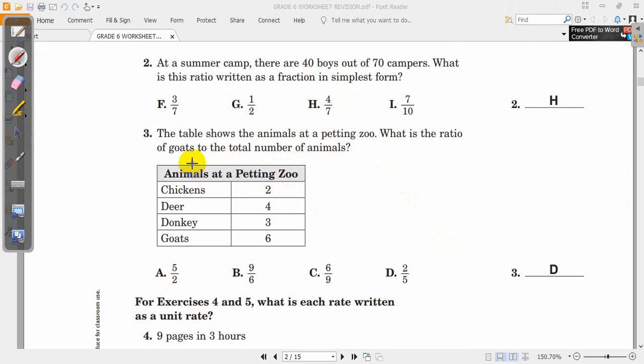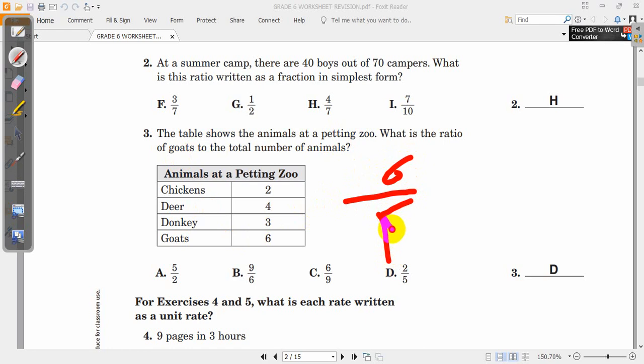Okay. Number 3. The table shows the animals at the petting zoo. What is the ratio of goats to the total number of animals? The number of goats is 6, but the total number of animals, we cannot get it till we find the sum. 2 plus 4 is 6. 6 plus 3 is 9. 9 plus 6 is 15. So the total number is 15. He wants the ratio between goats to the total number of animals. So starting with goats, we have 6 over 15.